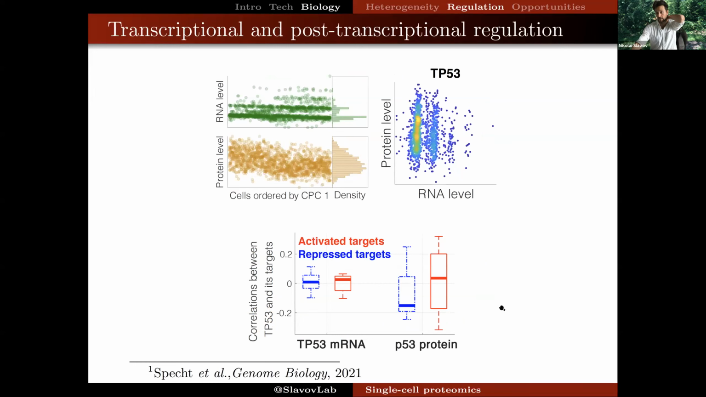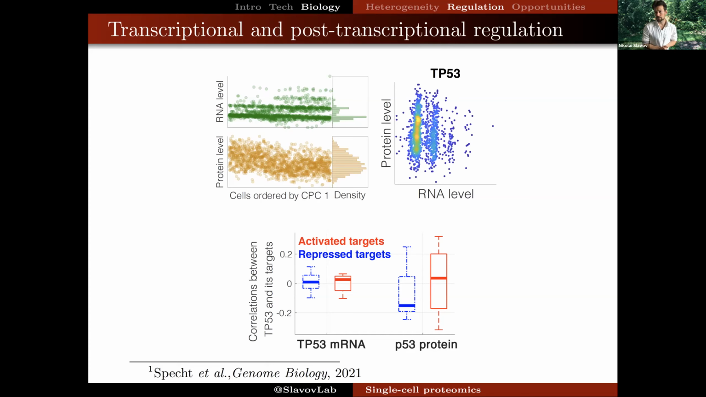Now comes a more interesting protein. If we look at p53, we see that the RNA and the protein levels are not correlated, which to a large extent confirms the expectation that p53 is regulated by degradation rather than the abundance of its transcript. And we wanted to go one step further and ask whether the messenger RNA of p53 is informative for the transcriptional activity of the protein, or the protein level will be more informative.